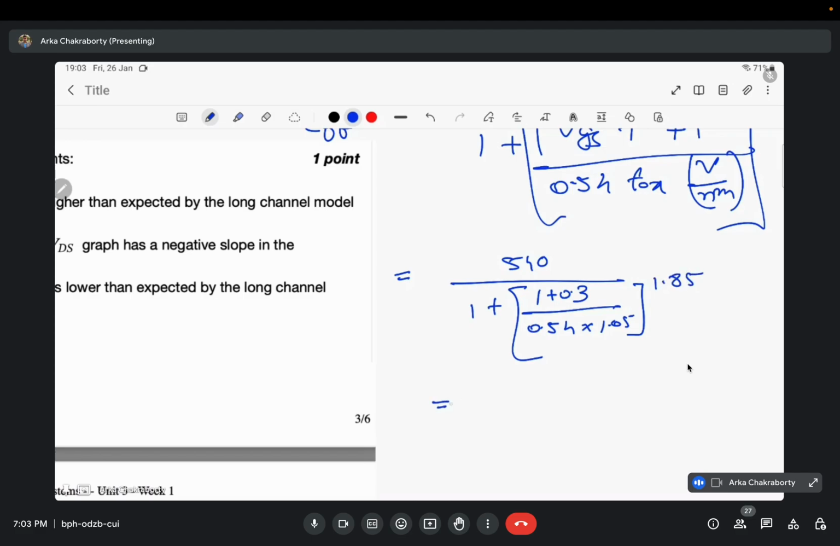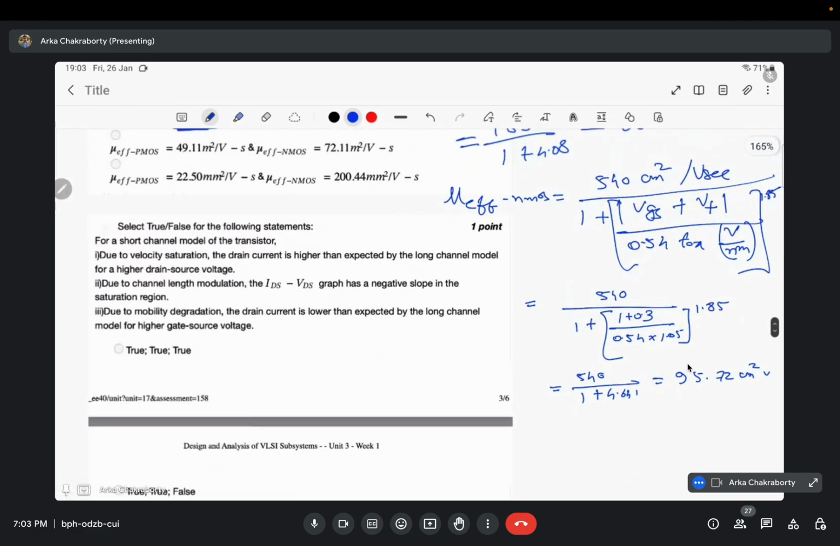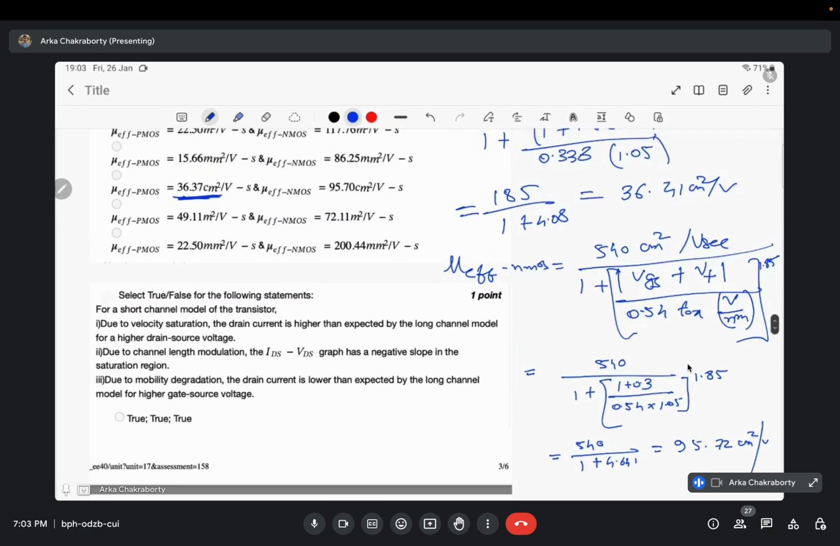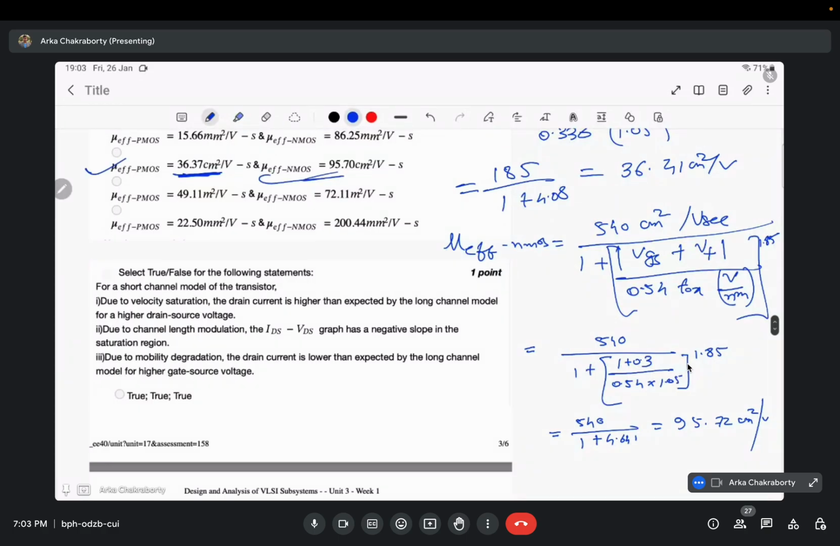You will be getting the value as 540 divided by 1 plus 4.641, which is 95.72 centimeter square per volt second. I am getting 95.72. So this is the answer.